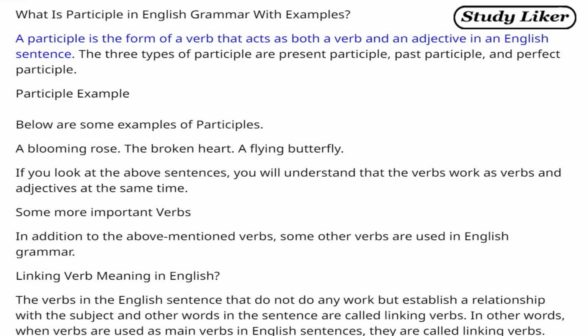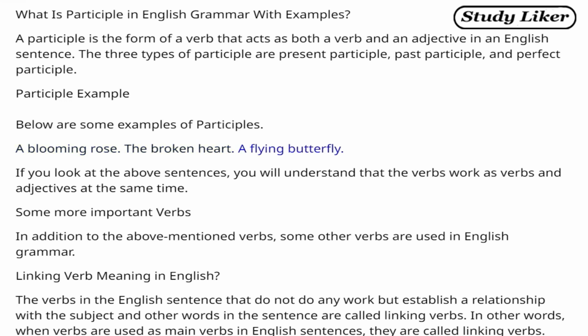What is participle in English grammar with examples? A participle is the form of a verb that acts as both a verb and an adjective in an English sentence. The three types of participle are present participle, past participle, and perfect participle. Participle example. Below are some examples of participles. A blooming rose. The broken heart.